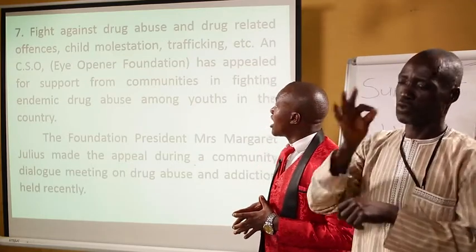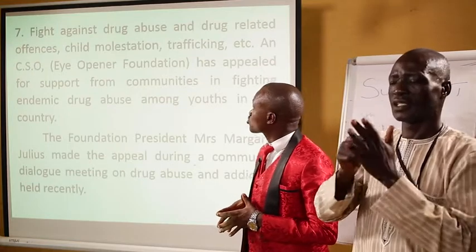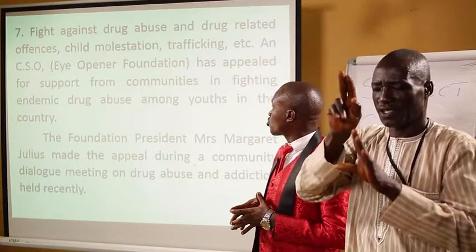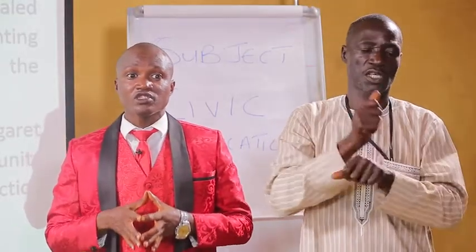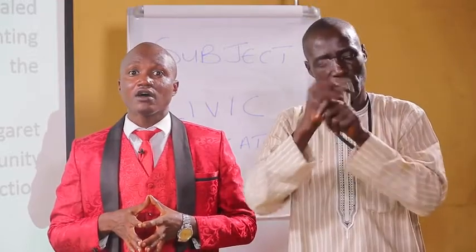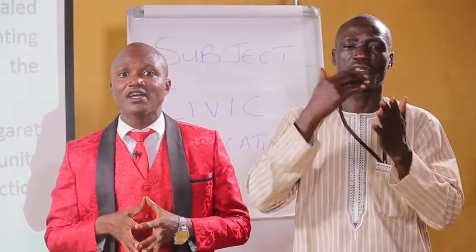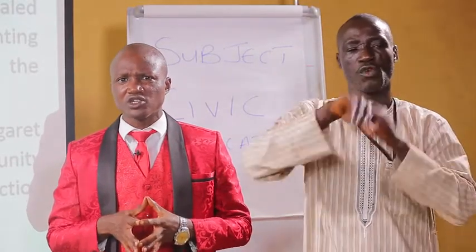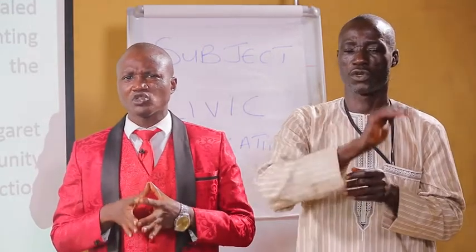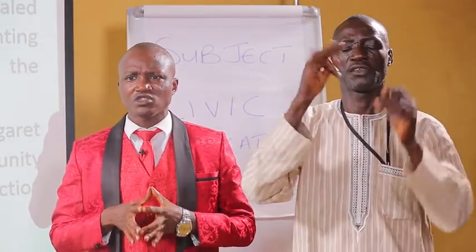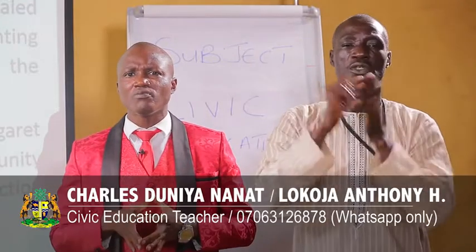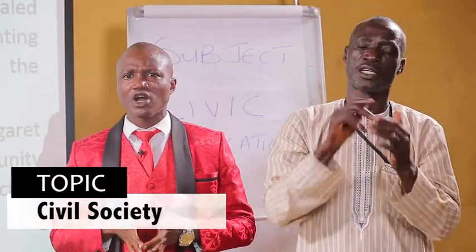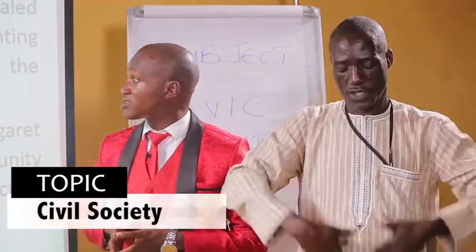Number 7, fight against drug abuse and drug-related offenses, child molestation, trafficking, etc. A CSO, Eye-Opener Foundation, has appealed for support from communities in fighting endemic drug abuse among youth in the country. So it simply means that civil society organizations are doing a very good job in fighting against drug abuse. We all know that drug abuse is a very serious social problem. And so a lot of CSOs have been able to come up with wonderful programs that will discourage drug abuse among youths in various communities.